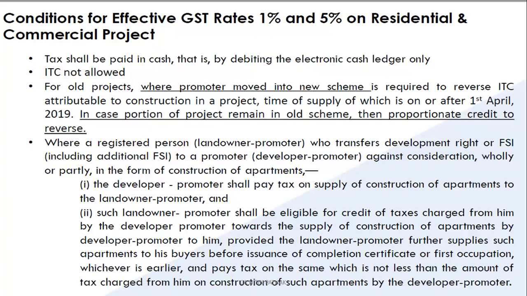Okay. Now we are going to condition number 2. Such landowner shall be eligible for credit of tax charged from him by the developer towards the supply of construction by the developer to him, provided the landowner further supplies the apartment to his buyer before BU permission and pays the tax which is not less than the amount of tax paid on construction of such apartment by the developer. That is, what he paid will be available.